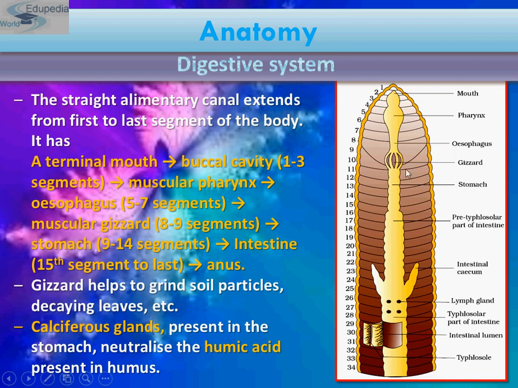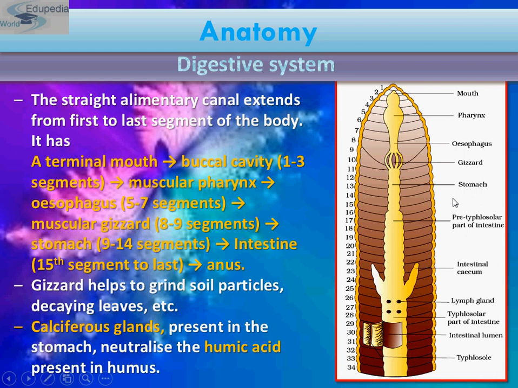And then comes the gizzard, which is present in the 8th to 9th segment. Then comes the stomach, present in the 9th to 14th segment. Then comes the intestine. This is the pre-typhlosolar part of the intestine. Don't go into detail for the time being; just know that it is part of the intestine. And then comes the anus. So, as I have told you, the digestive system consists of the pharynx, esophagus, gizzard, crop and stomach.